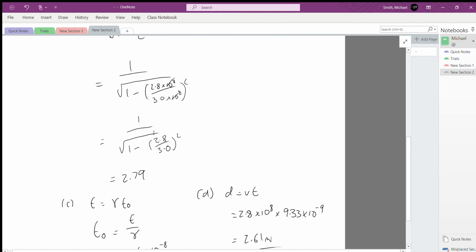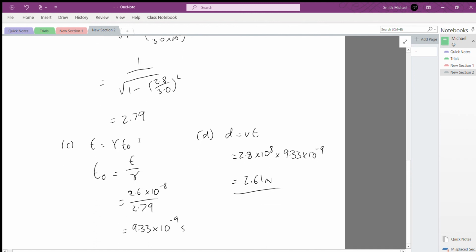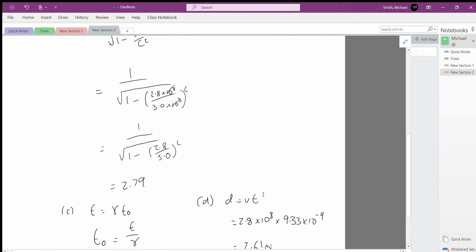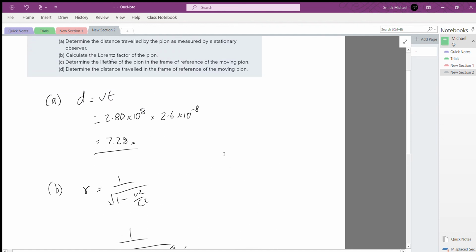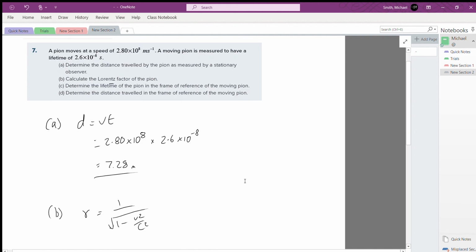The hardest part was probably working out the Lorentz factor, but after that, the rest of the algebra is fairly simple. The substitution is fairly simple. Yeah, like most of these questions, the hardest part is working out which time is measured by which frame of reference.